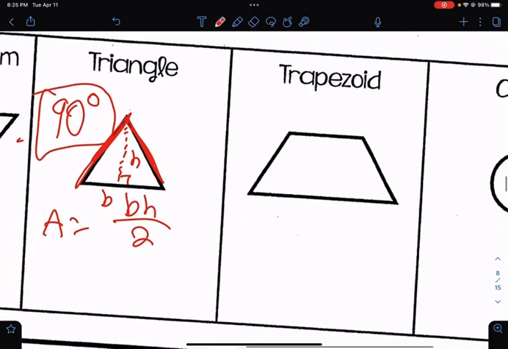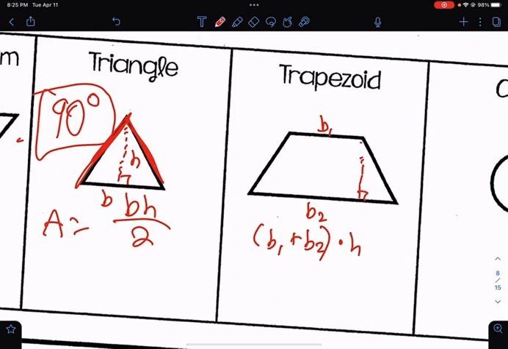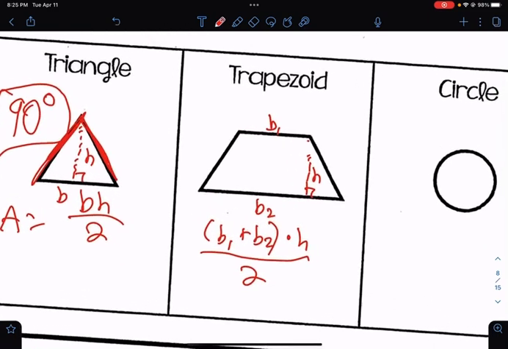Remember, for the trapezoid, we have base 1 up here and base 2 down here. You are going to be adding those bases together, so it's essentially like finding the area of a triangle. We add these two bases together, multiply by the height, which forms, you guessed it, a 90-degree angle, and then we simply divide by 2 at the end. And that's a trapezoid.